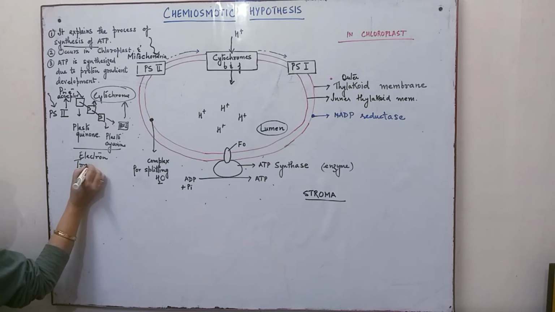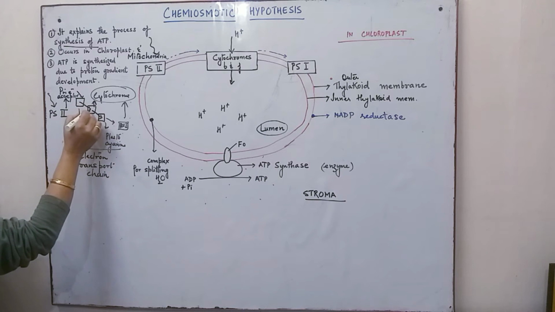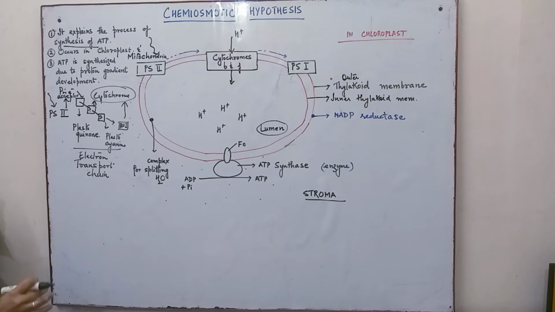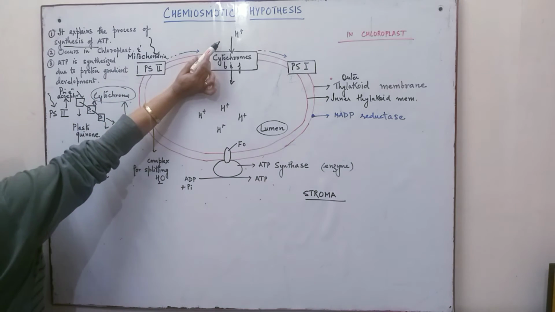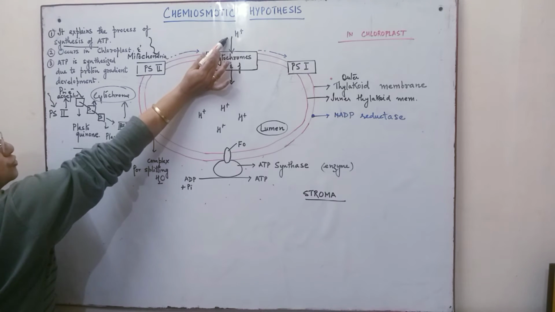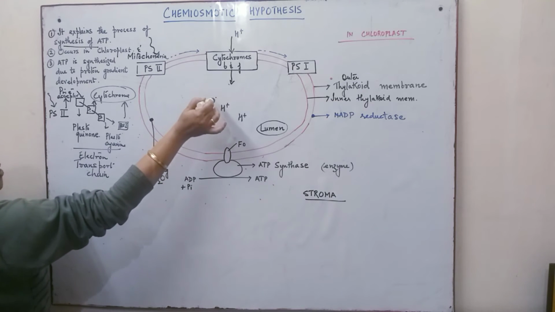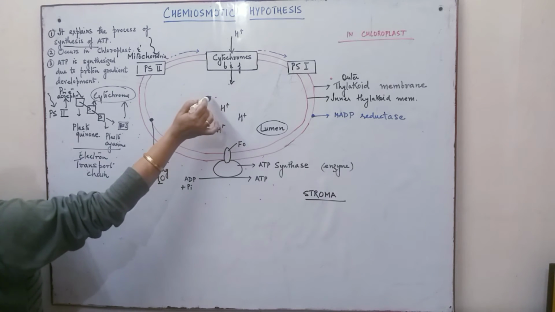Electron transport chain. So what is happening over here? At the cytochrome, the electrons release energy, and this energy is utilized to pump the hydrogen, that is the proton, through the cytochrome into the lumen of the thylakoid membrane.